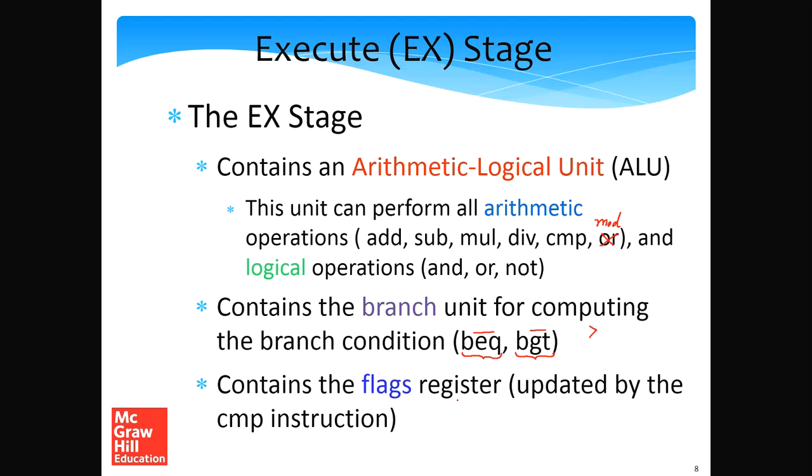Just to summarize, the execute stage contains the arithmetic logical unit primarily. The ALU does arithmetic operations: add, subtract, multiply, divide, compare. It finds the remainder, the mod, and it does logical operations, which are AND, OR, and NOT. Along with that, it processes the branch conditions for the BEQ and BGT instructions, branch if equal and branch if greater than. In this case, it reads the flags register to find out the result of the last comparison, and on the basis of that, a decision is taken.